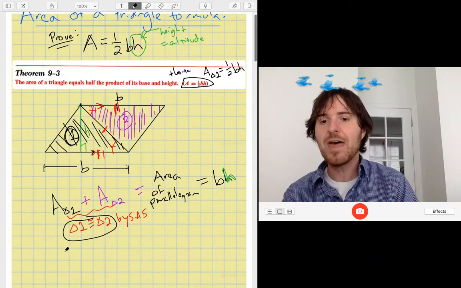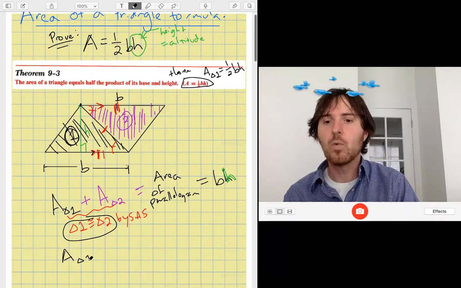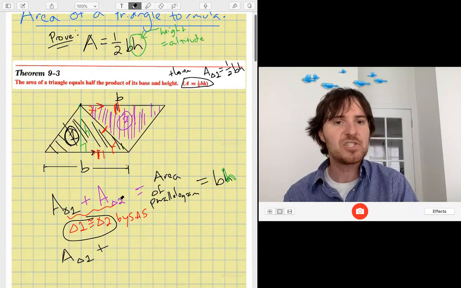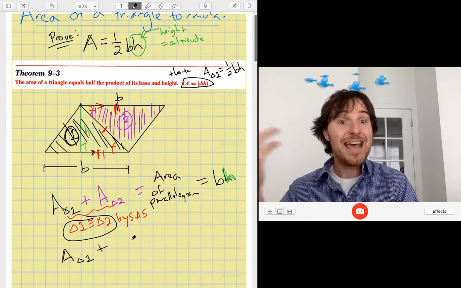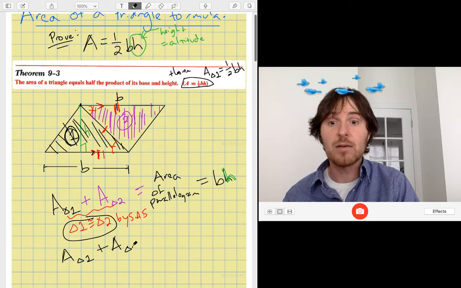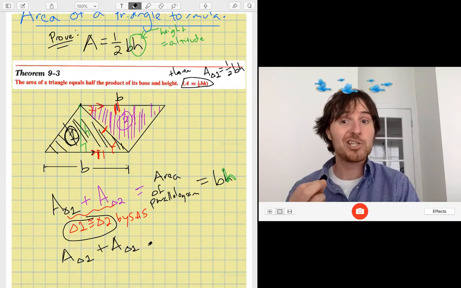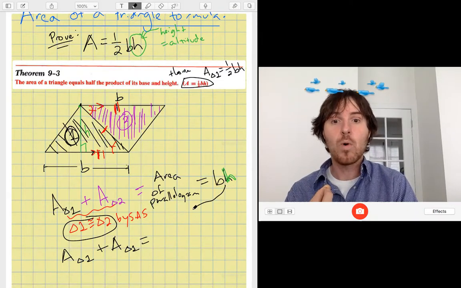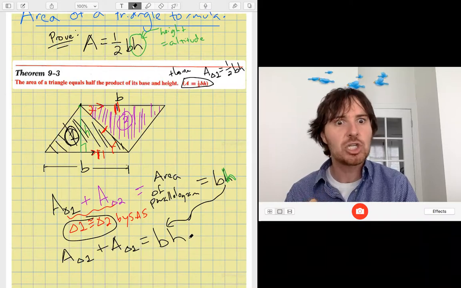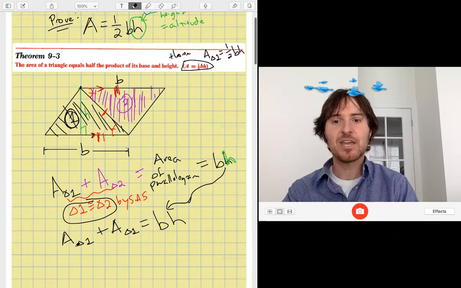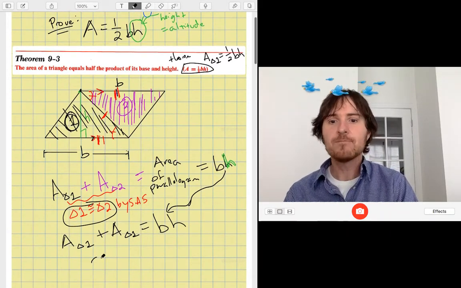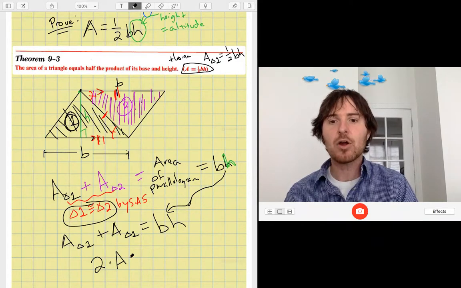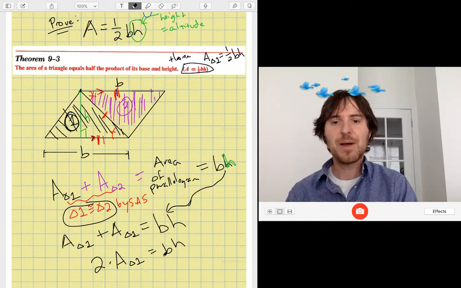So what do we know? We know that the area of triangle 1 plus, by substitution, the area of triangle 2 has got to be the same as the area of triangle 1 by the area congruence postulate. That's another way we can get to the area of the parallelogram. What's the area of the parallelogram? Well, it's B times H. Nice. Let's combine like terms. We have 2 times the area of triangle 1 equals base times height.